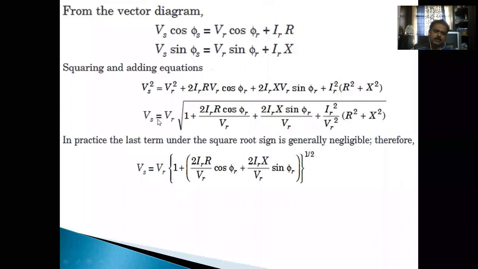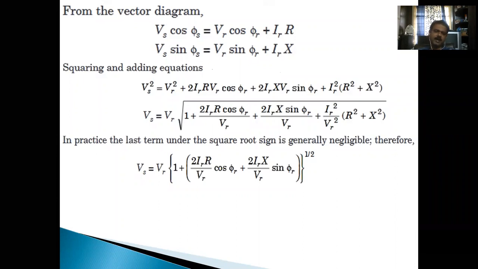Okay, so I'm writing Vr into 1 plus 2 into IR into R cos phi R by Vr plus 2 into IR x sin phi R by Vr, whole to the power of 1 by 2. So just neglecting this higher order term, because its value is nearly equal to 0, so it is almost 0. So we can neglect that term.